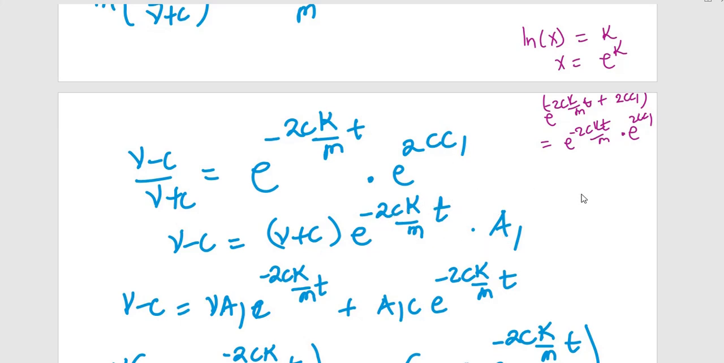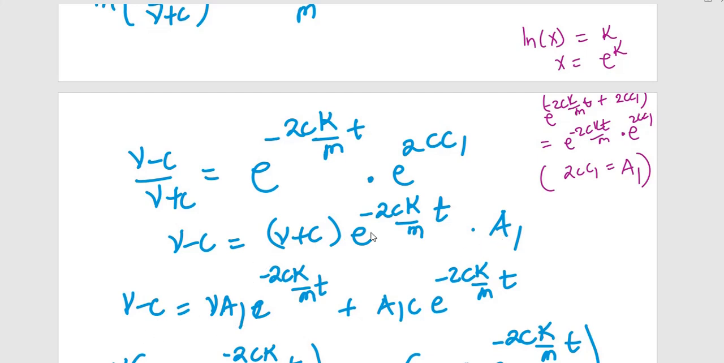If I call this 2cc1 a constant, for example a, then because these are constants, the whole of this will be a constant: v minus c equal to v plus c exponential of negative 2c kt divided by m, multiplied by a constant a1.